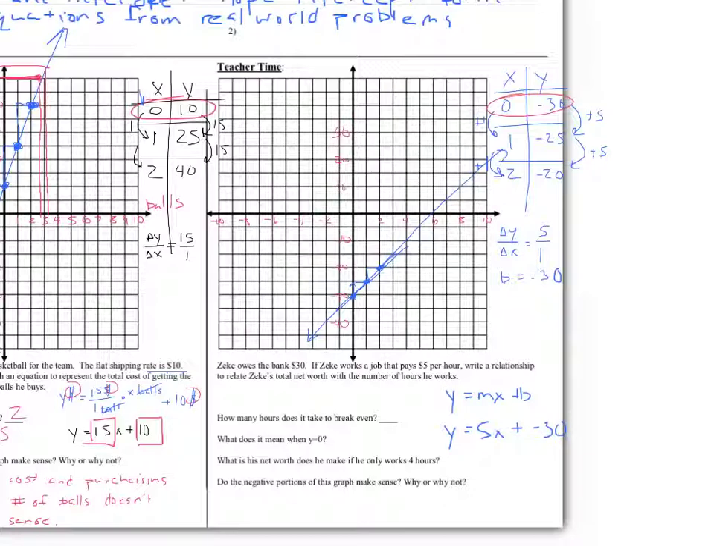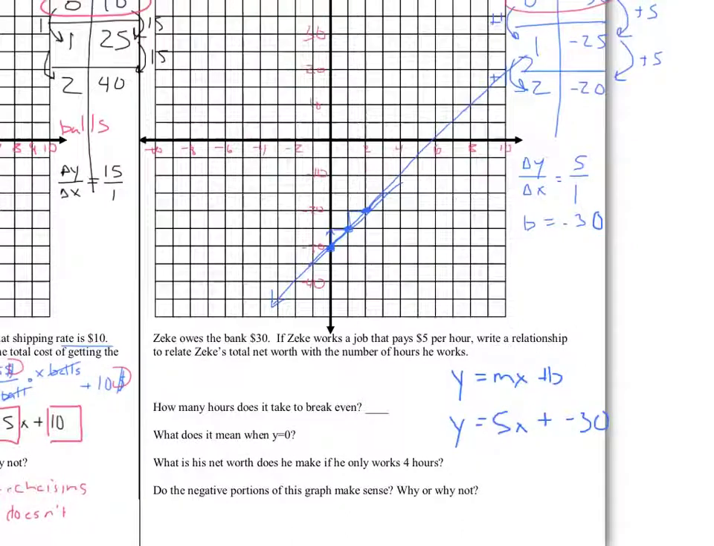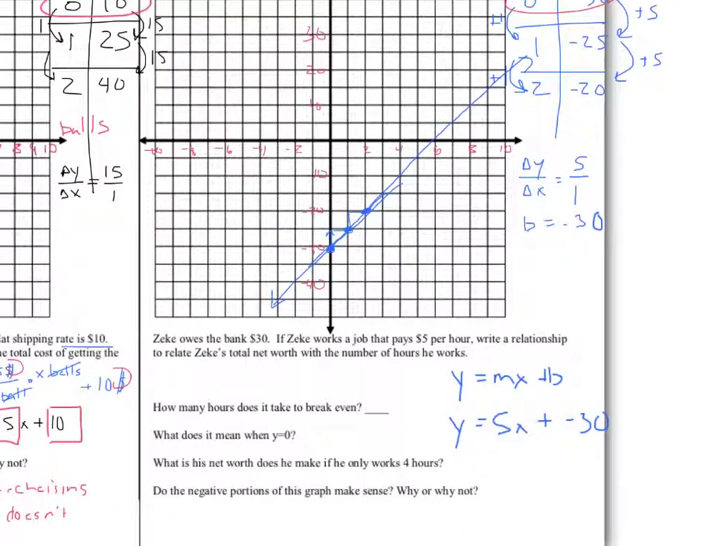All right, so that's going to be what happens when y is equal to 0, when his net worth is equal to 0. So as I come over here and I see where y is equal to 0, I see that it happens where x is equal to 6, or the number of hours he's worked is equal to 6 hours.